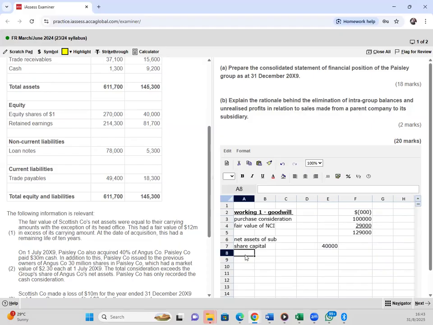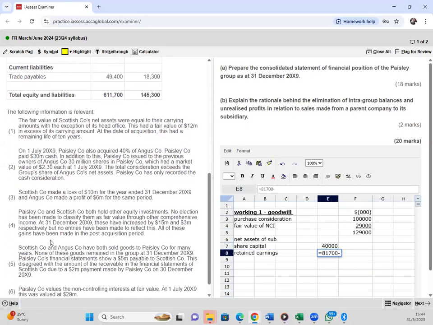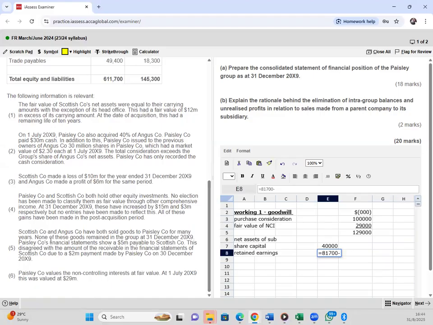Then besides the share capital, we have retained earnings, but we want them at the date of acquisition. The retained earnings we are given is at the end of the year. 81.7 is at the end of the year. So on the date of acquisition, we are going to say 81.7 minus the retained earnings we have made together, because we want the retained earnings at the date of acquisition. There was a statement saying Scottish made a loss of 10 million for the year up to 31 December 20X9. So if Scottish made a loss, it's actually minus, so that would be a plus.